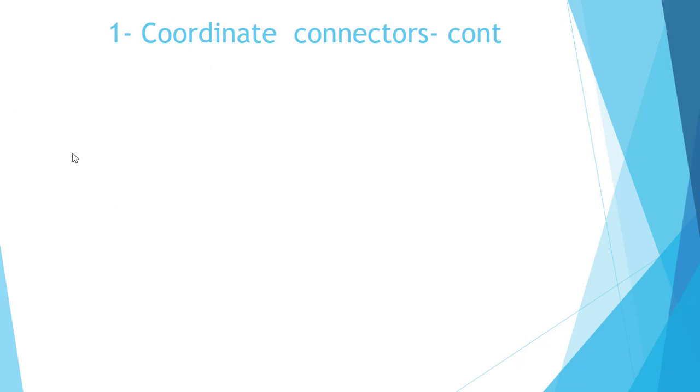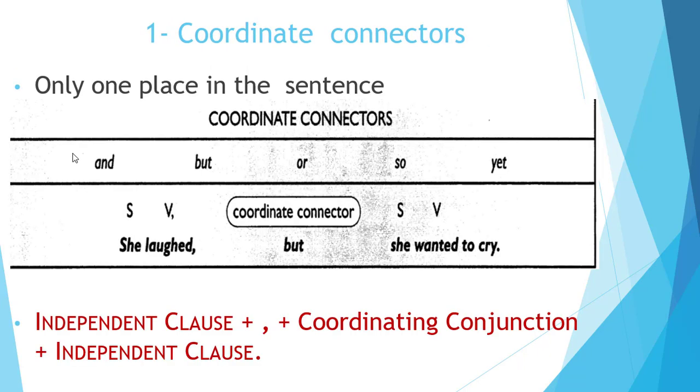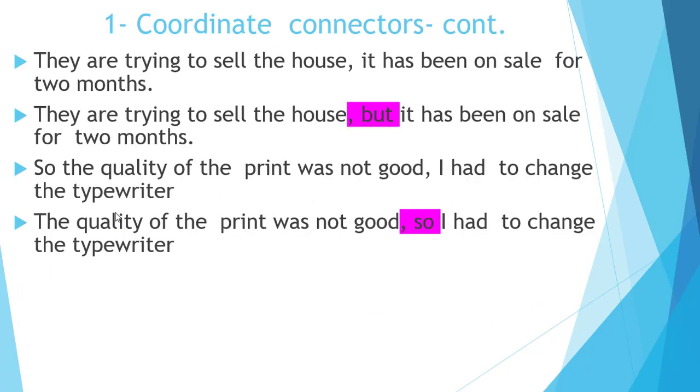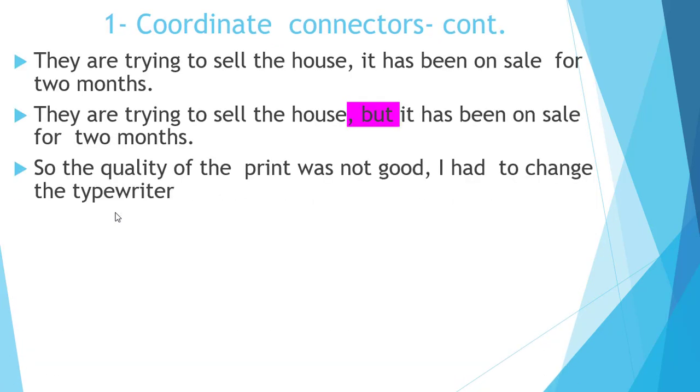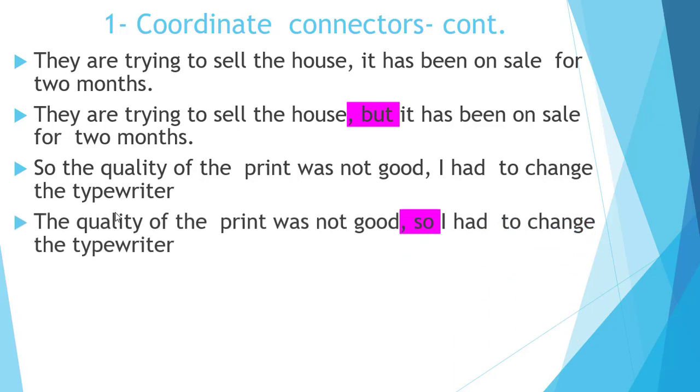Where is it located in the sentence? Look here. In the middle of the sentence. Subject verb, comma, coordinate conjunction, coordinate connector, and then subject verb. But you do not start the sentence with a coordinate conjunction, like this sentence: "So the quality of the print was not good." You cannot say this. The quality of the print was not good, so I had to change the typewriter.